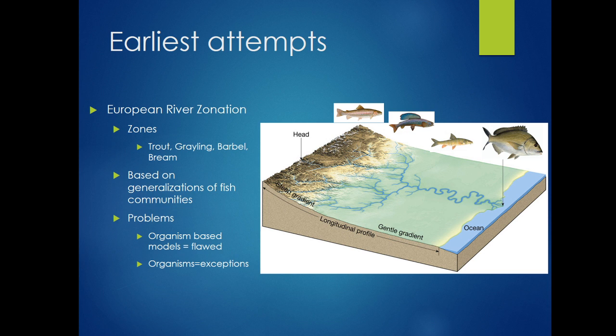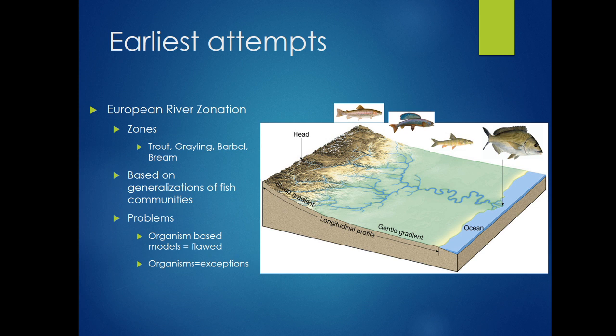So the first attempt to model ecology in rivers had to do with European river zonation. Basically what they did was they grouped the river into different spatial areas based on the species of fish they found. So there was a trout area, there was a grayling area, there was a barbel area, and then at the estuary there was bream.